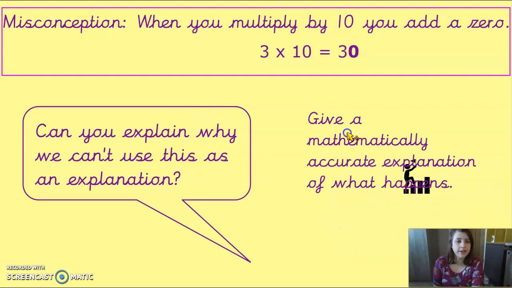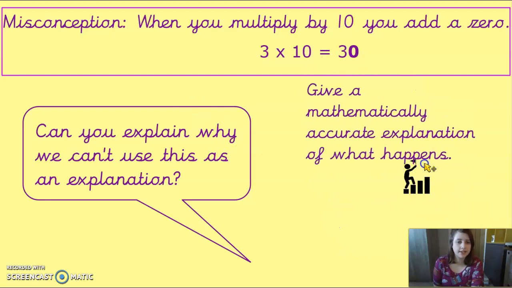There is a misconception sometimes that some children get, that when you multiply by 10, you just add a 0 on the end. So you've got 3 times 10, which would give you 30. If we had 30 times 10, it'd give you 300. So lots of children think that when you multiply by 10, you just put a 0 on the end. But we know, obviously, at year 6 level that that isn't true.